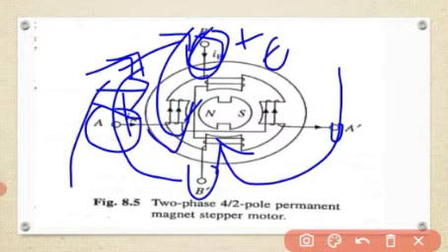Thus, the polarity of the winding currents determines the direction of rotation, and for bidirectional operation, provision has to be made for supply of current in either direction.